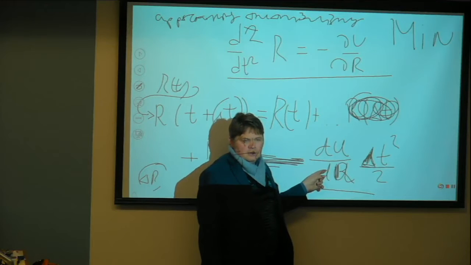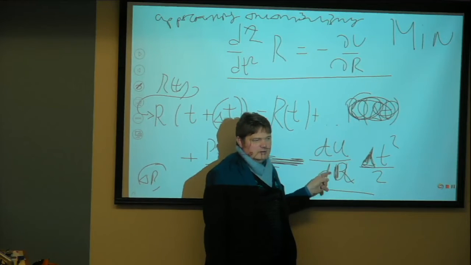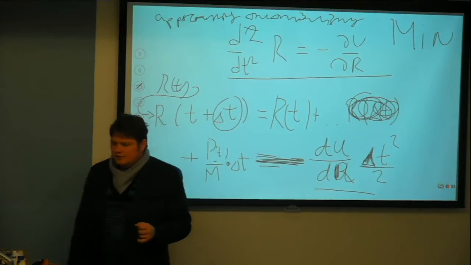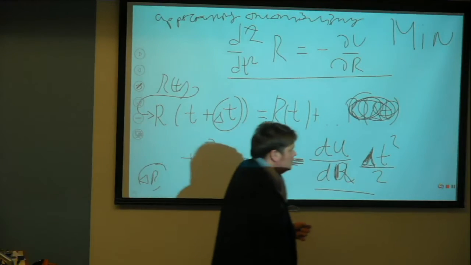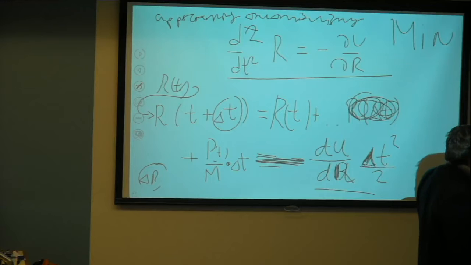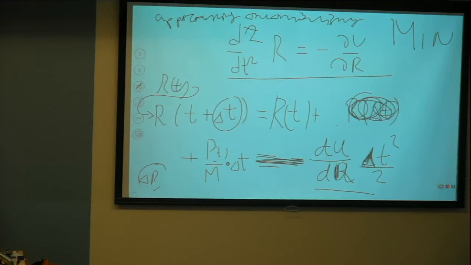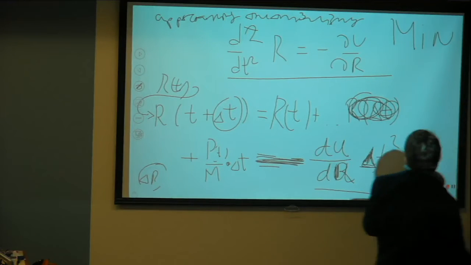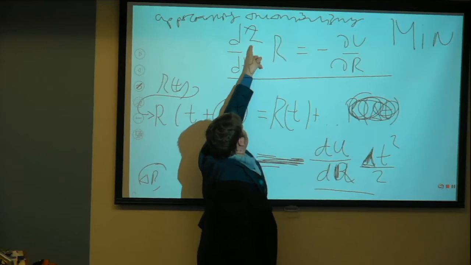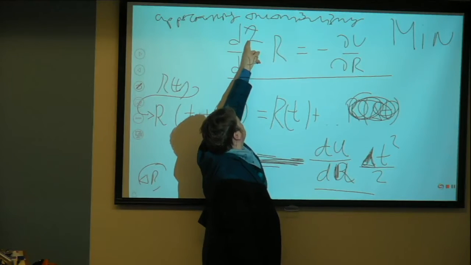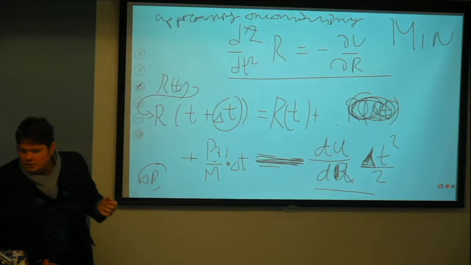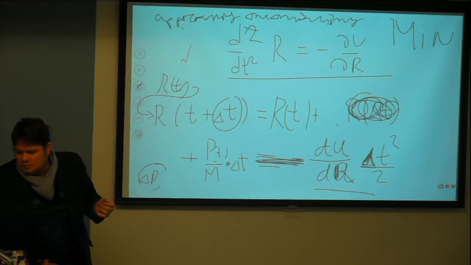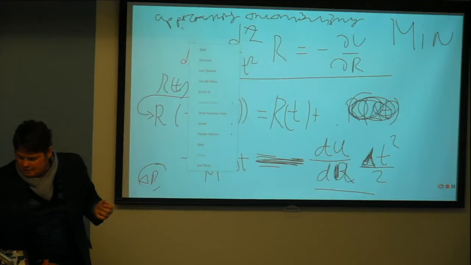Please ask a question if you do not feel comfortable. Yes? What is the symbol, the first delta, in this equation? It's fine. Oh yes, it's my poor writing. It's d2 over dt squared. D2, yes, the second derivative. Okay. Thank you.